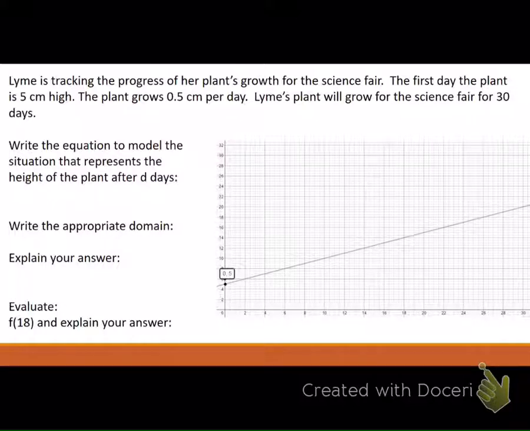Lime is tracking the progress of her plant's growth for the science fair. The first day the plant is 5 centimeters high. The plant grows 0.5 centimeters per day. Lime's plant will grow for the science fair for 30 days. Write the equation to model a situation that represents the height of the plant after D days.